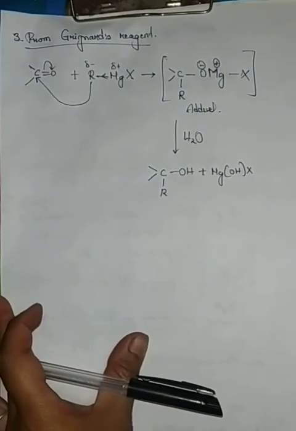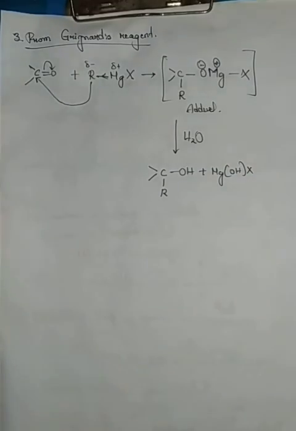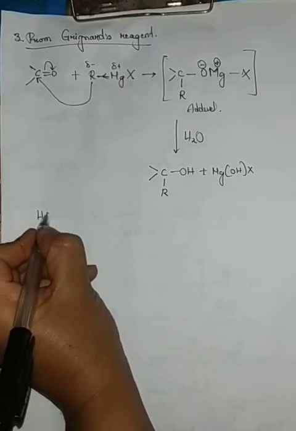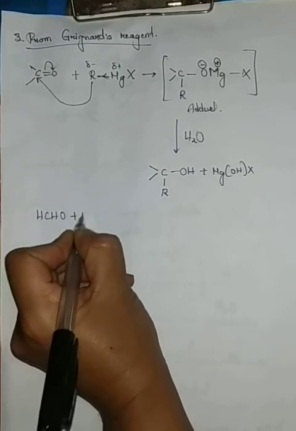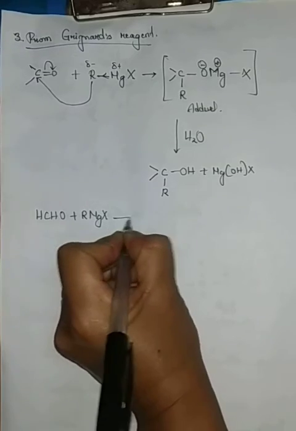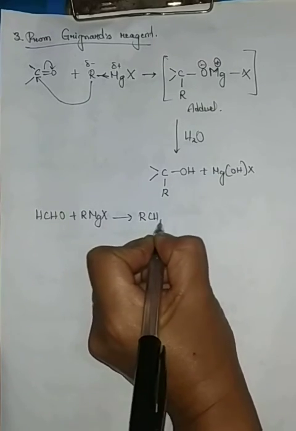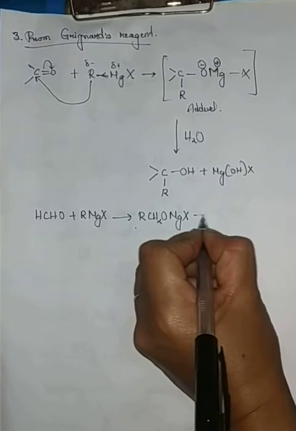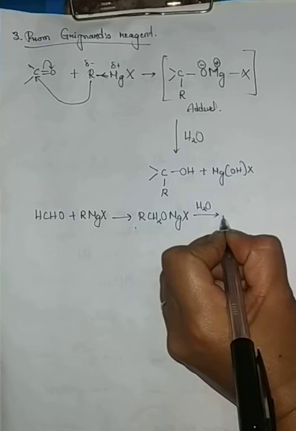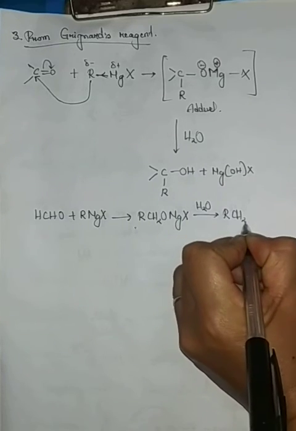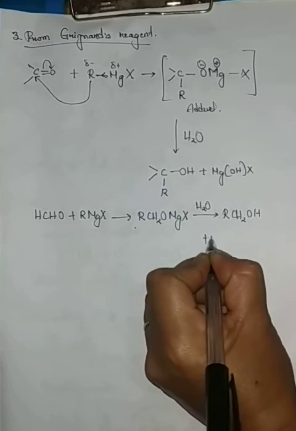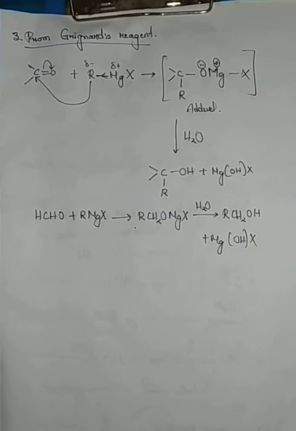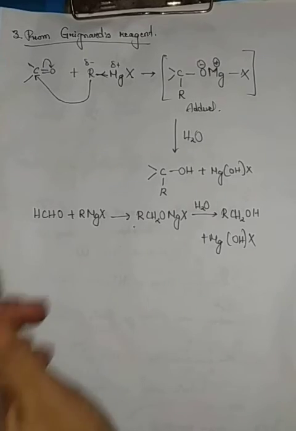Now the overall reaction happens using different aldehydes and ketones. When we use methanal, that is formaldehyde, and it reacts with the Grignard reagent, it gives the addition product, CH2OMgX, and when it undergoes hydrolysis, it gives us a primary alcohol, CH2OH. So it gives a primary alcohol when we use methanal.